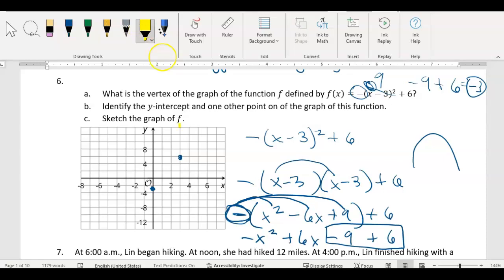Now remember, because our graph is symmetrical and it's facing downward, that means the other point will be equidistant also, here at negative 3, so (6, -3). And now that I have another point, I can sketch a loose graph of what that quadratic will look like.